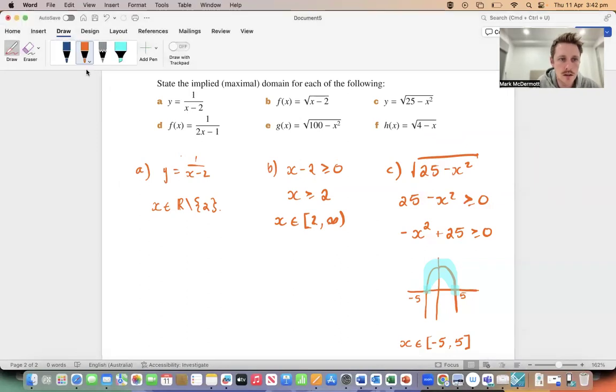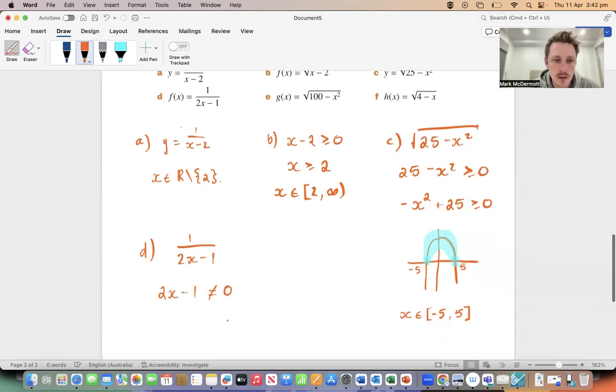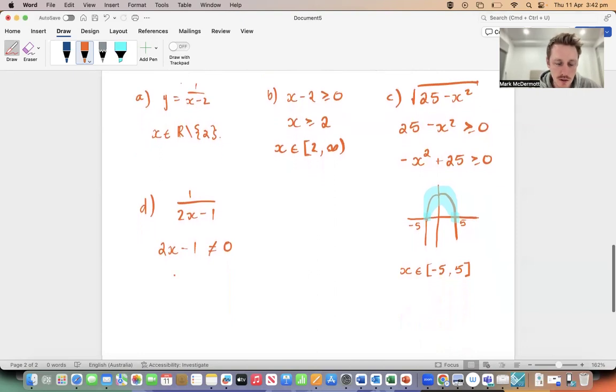D, 1 on 2x minus 1. Okay, again, 2x minus 1 cannot equal 0. Okay, so we're just saying what x values can't we have? Okay, if we solve this, we get 2x cannot equal 1, and therefore x cannot equal 1/2.